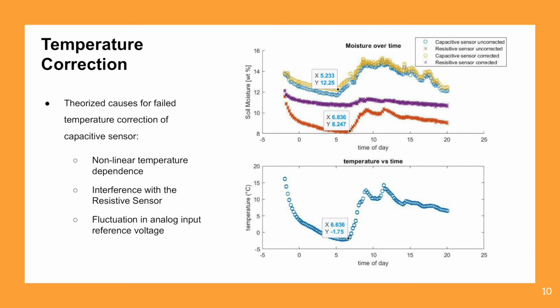Shifting now to the capacitive sensor, when we compare the uncorrected data, seen in blue, to the corrected data, seen in yellow, it is clear that the correction does not eliminate the fluctuations. This suggests either our simple 2-point calibration did not fully capture the temperature dependence of the capacitive sensor, or there is an external cause other than the temperature dependence that explains these fluctuations, such as microcontroller reference voltage fluctuations or sensor interference between the resistive and capacitive sensors.